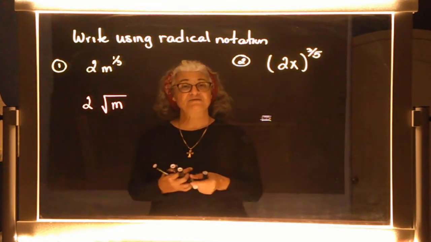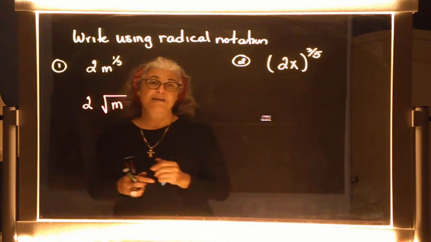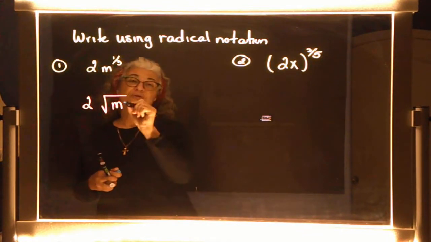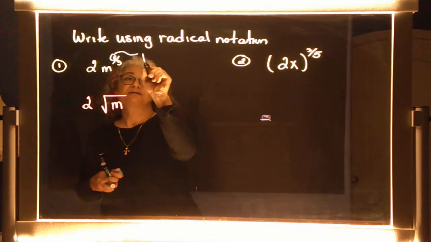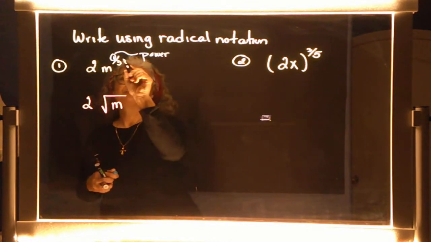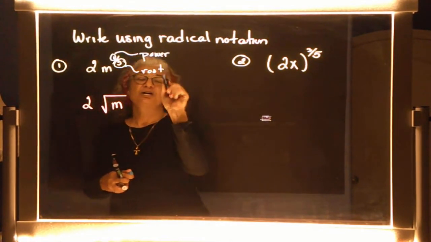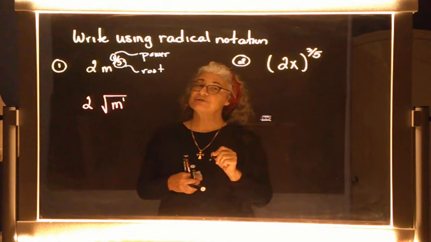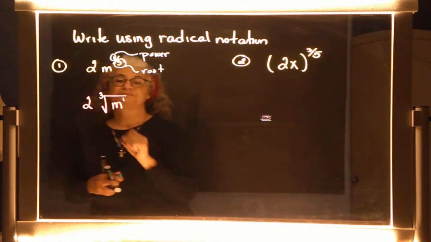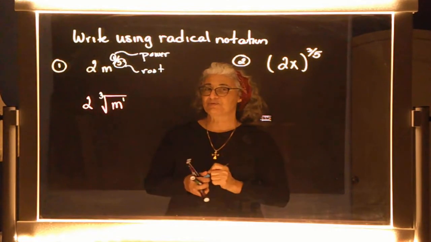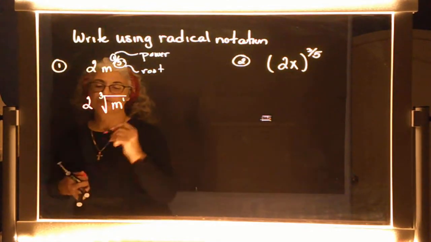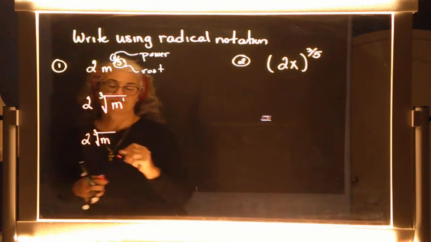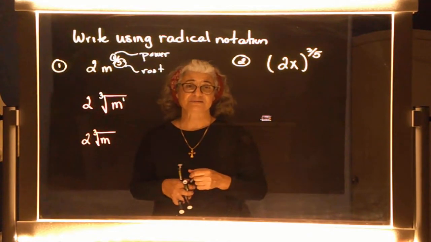Okay, so now we need to figure out what the power of the m is as well as the root. So on the m, I see the 1/3. So 1 represents the what? Good, that's the power. And the 3, that's the root. So m is to the first power, and it's under a cubed root. So m to the first would just be what? Yeah, m. So your final answer would actually be rewritten as 2 times the cubed root of m. Does that make sense? Okay, good.